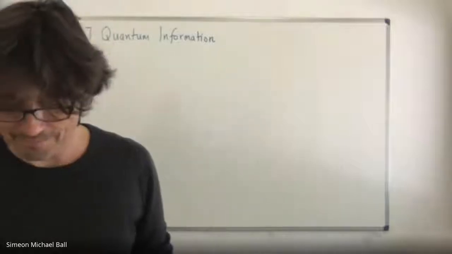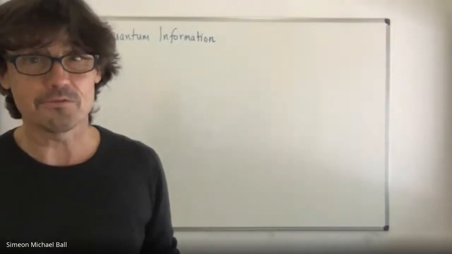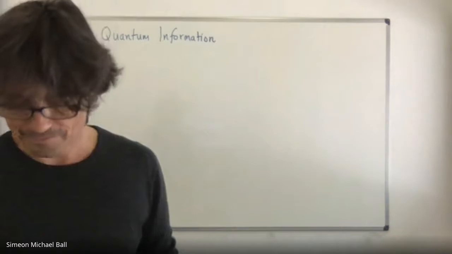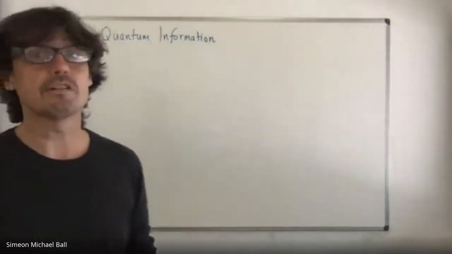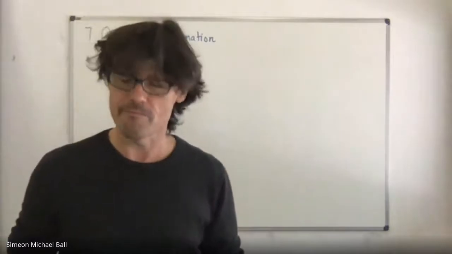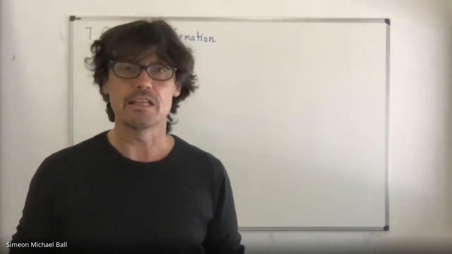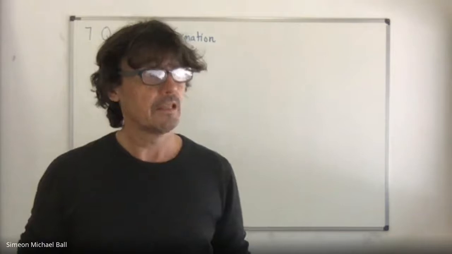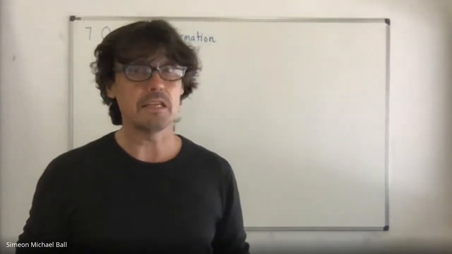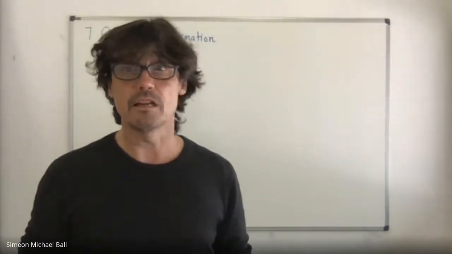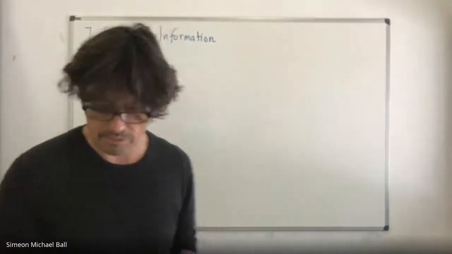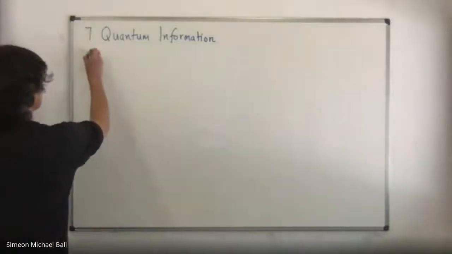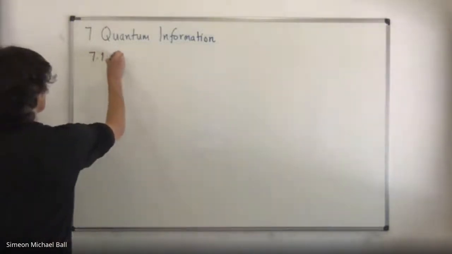The final chapter of this course. And so we've made it to quantum information. And one of the most important things in quantum information that we're going to be using is entropy. So I just wanted to begin by talking a little bit about normal entropy, what we call Shannon entropy. So this will be 7.1.